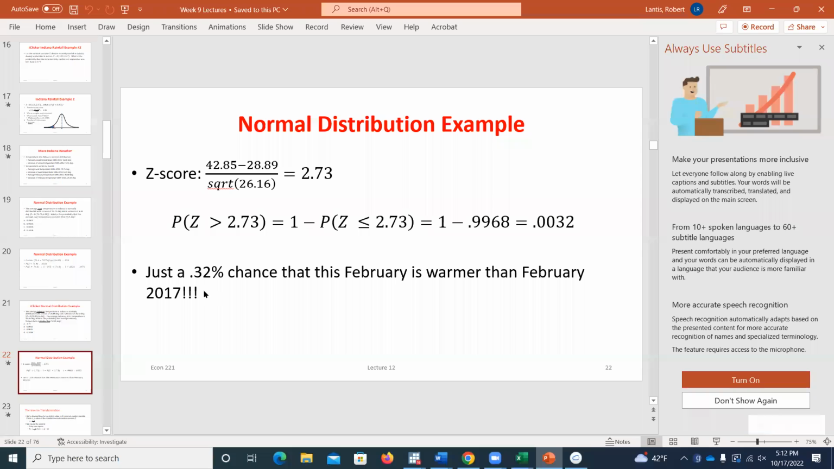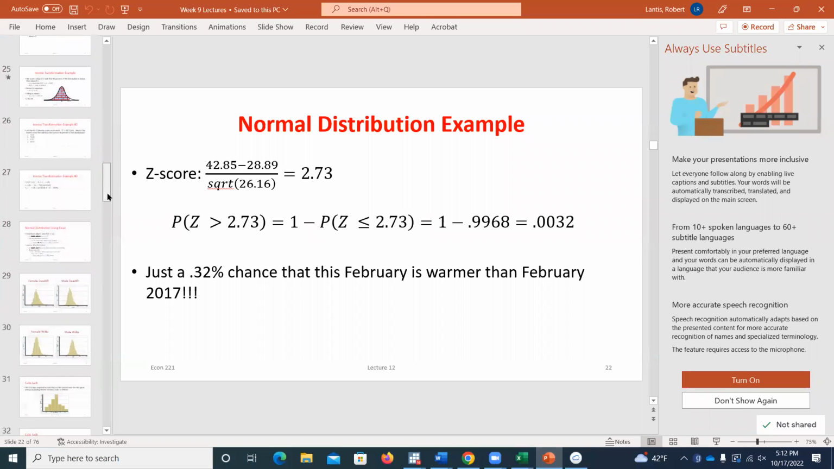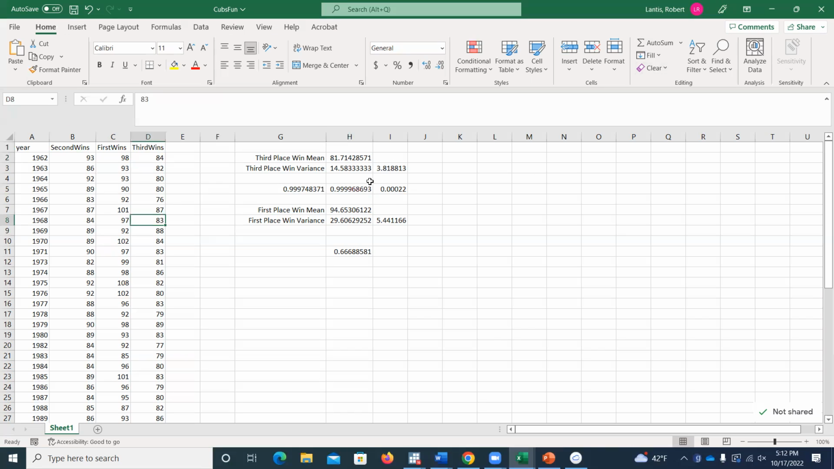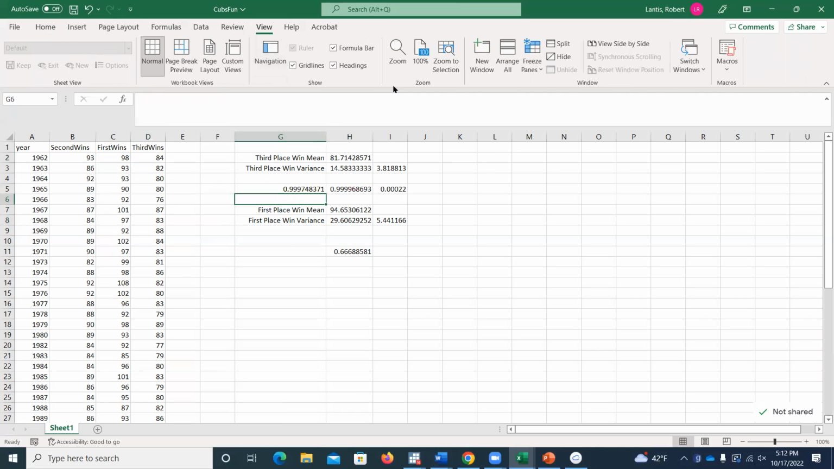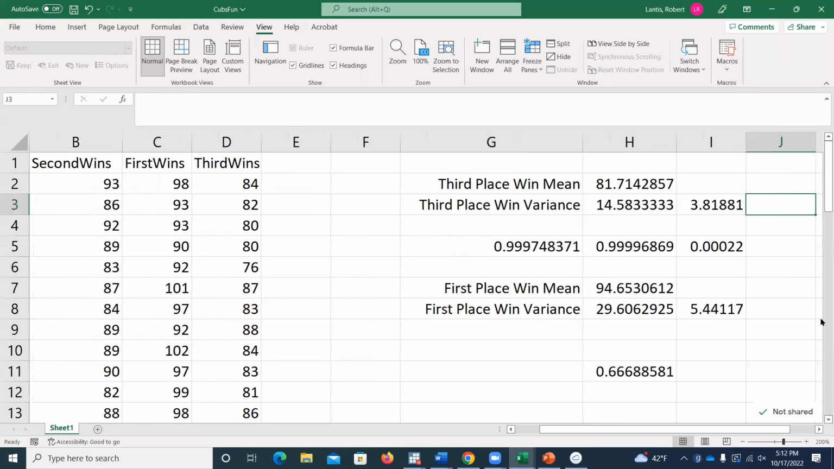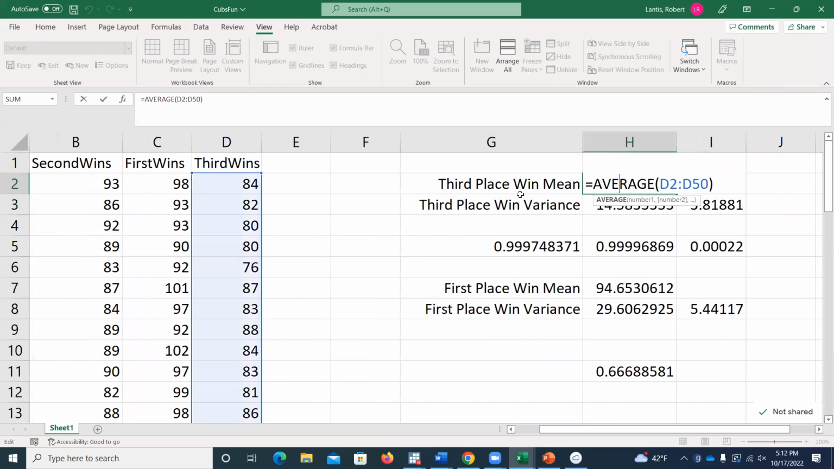What ends up being true, let me see, I think I threw this in the slides here, is that that number of wins is pretty close to a normally distributed variable, right? A little bit off, but pretty close. So I could treat this like a normally distributed variable. I can very easily calculate, for instance, for third place, the mean number of wins that the third place person had in that central division.